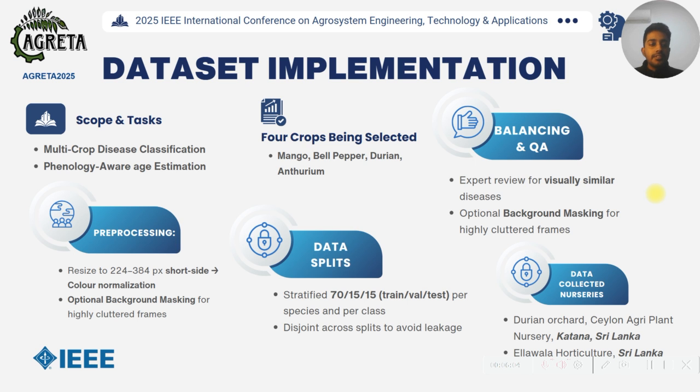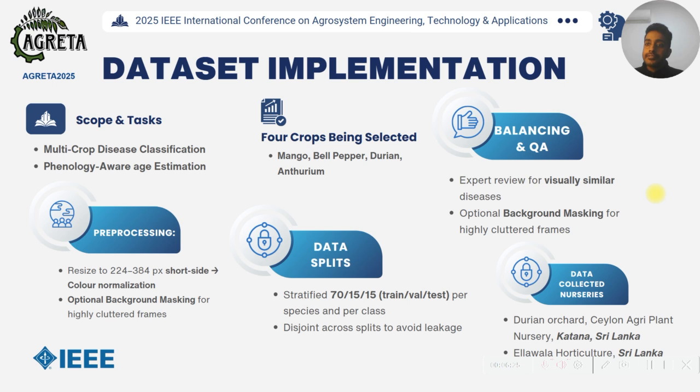For the pre-processing, we use color normalization, and optional background masking for highly clustered frames. The data is being collected: one part is implemented from previous studies. We got that data from them, and they also made a custom dataset by going to nurseries.